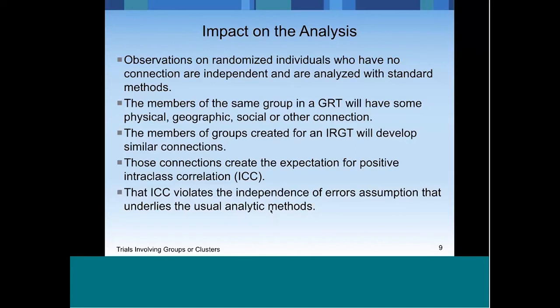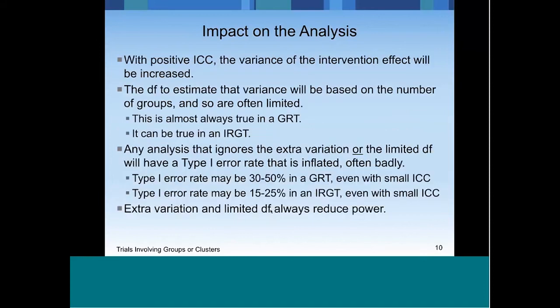They may not have any connection at the beginning, but we can see that interaction leads to those kinds of connections during the study. These connections create the expectation for positive interclass correlation, and that correlation violates the independence of errors assumption that underlies the usual analytic methods. As a result, we have to use special methods for these trials. When the interclass correlation is positive, the variance of the intervention effect is going to be larger than if there's no interclass correlation. The degrees of freedom available to estimate that variance are always based on the number of groups rather than the number of members, and may be limited. That's almost always true in a group randomized trial. It can be true in an individually randomized group treatment trial.